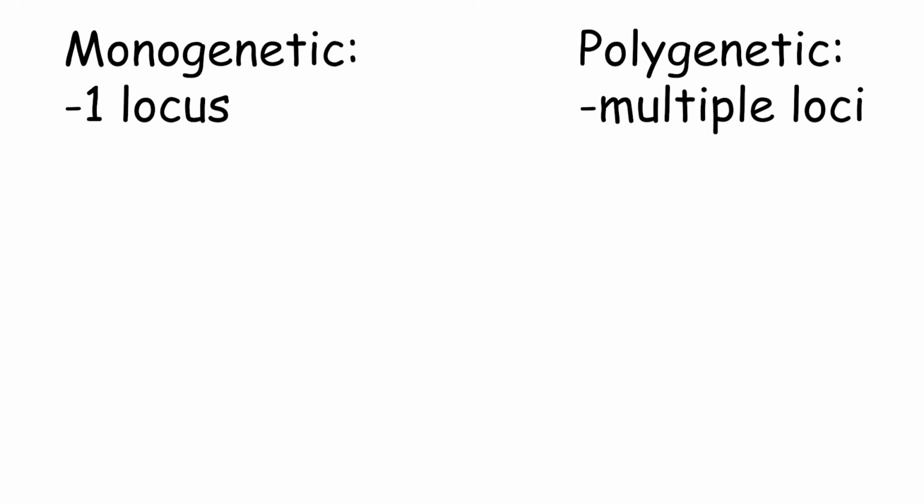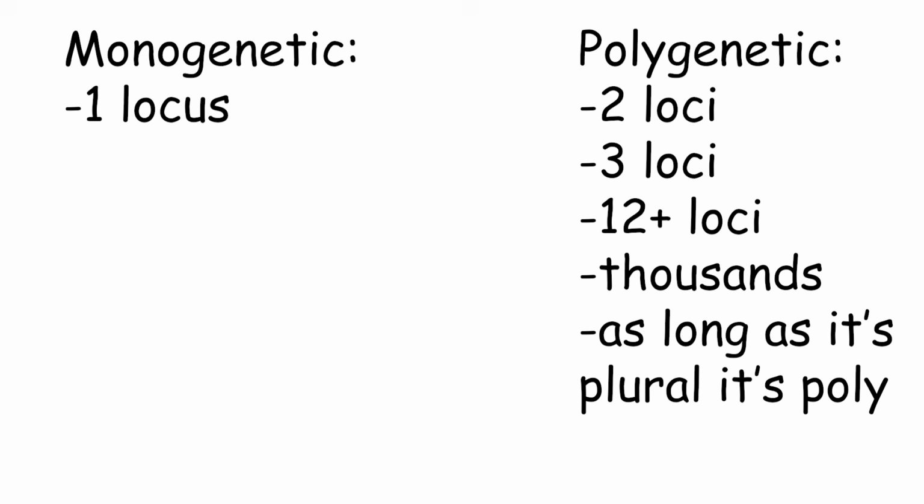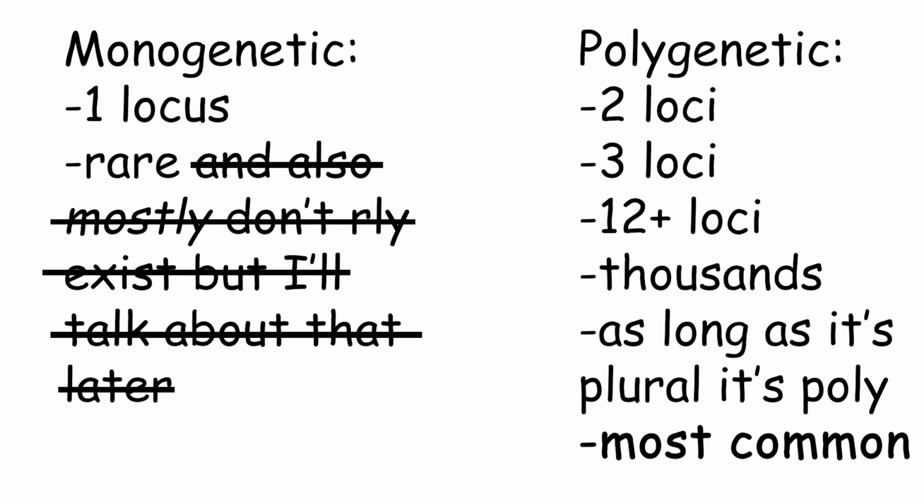Now back to the basics. Traits that are controlled by a single locus are called monogenetic traits. Traits that are controlled by multiple loci are called polygenetic traits. Polygenetic traits can be controlled by 2 loci, 3 loci, a few dozen, even thousands of loci. The vast majority of traits are polygenetic in nature. Monogenetic traits are few and far between. We already went over monogenetic traits in the Punnett square section. 1 simple locus, 1 simple square.